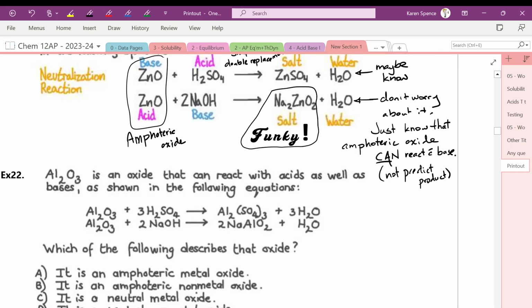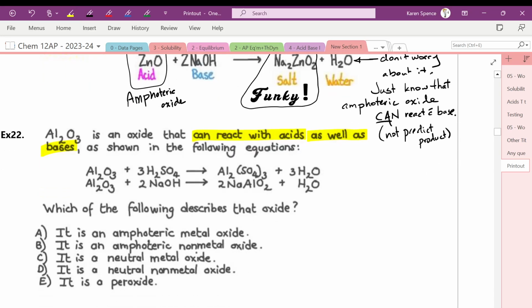So here we have a question, and guess what it says? It says Al2O3 is an oxide that can react with acids as well as bases, and we are given the two equations. And then you are asked which of the following describes that oxide. Could you please see if you could answer that question?